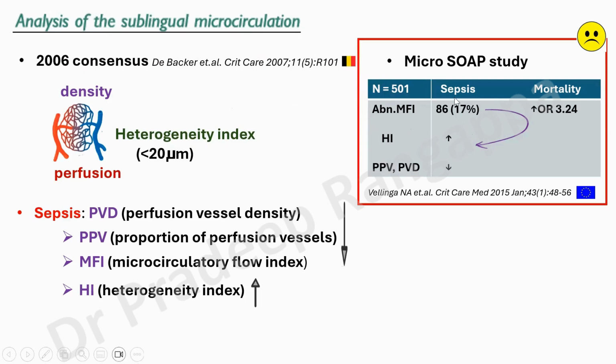Heterogeneity index also was high in these patients where there is abnormal microcirculatory flow index, and proportion of perfused vessels and perfused vessel density also was significantly less in patients with sepsis where there was abnormal microcirculatory flow index. So which means to say they had a good correlation with regards to severity of sepsis and their outcomes.